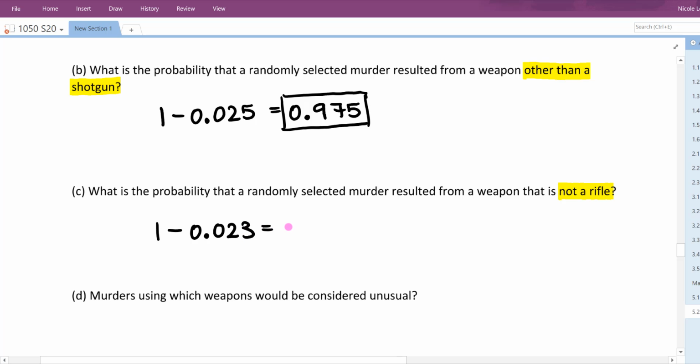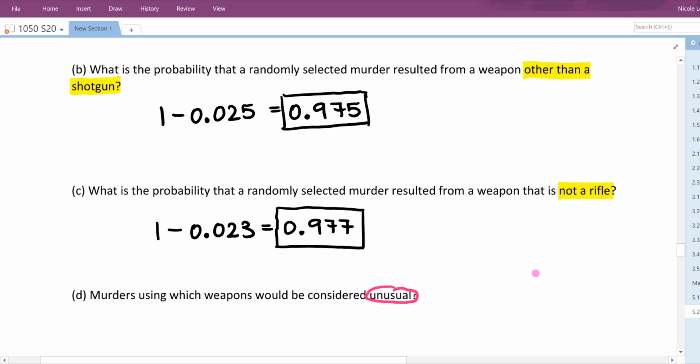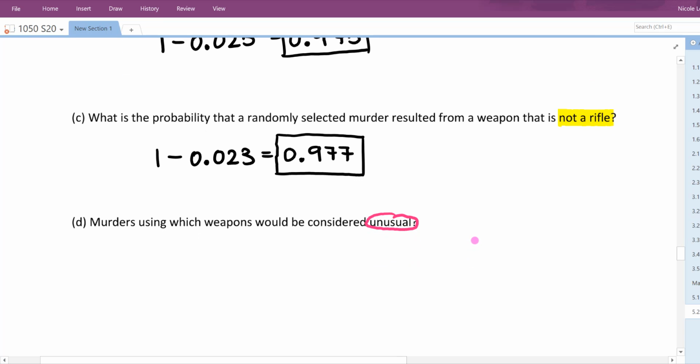Then let me just give you this answer. If we subtract that in our calculator, we would end up getting 0.977. Okay, and then lastly for this example, it says murders using which weapons would be considered unusual? Remember with unusual, we discussed this in the previous section. We're going to consider something as unusual when the probability is less than 0.05.